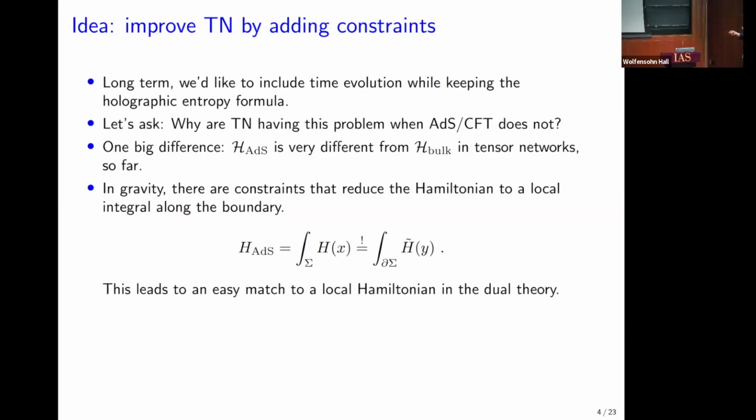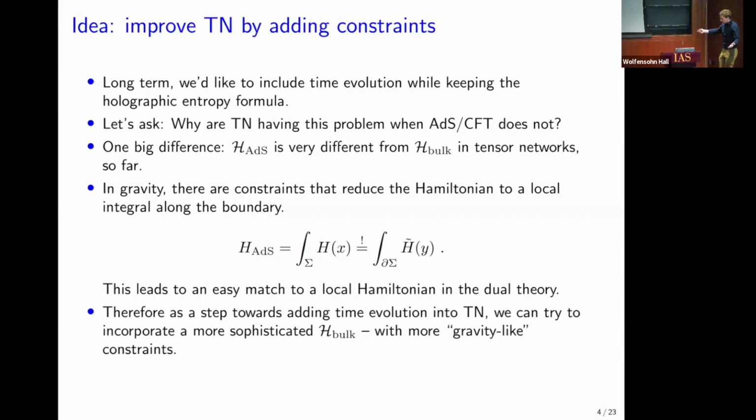So the only physical part of the time evolution is some local integral along the boundary of space. So this is the only part that you actually have to match in the CFT. The part that's more volumetric is not doing anything physical that we need to worry about for CFT time evolution matching. So the fact that the physical part of the AdS Hamiltonian is just some local integral along the boundary of space leads to an easy match to a local Hamiltonian in the dual theory. That's essentially why AdS/CFT seems to have this whole problem figured out.